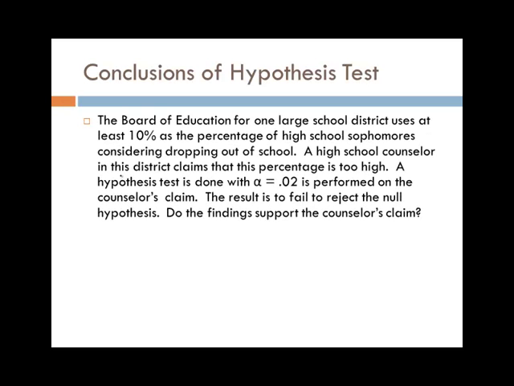The Board of Education for one large school district uses at least 10%, which writes like this, as the percentage of high school sophomores considering dropping out of school. That would be your null hypothesis. A high school counselor in this district claims that this percentage is too high. This is the claim. The percentage is lower than 10%. That's the alternative. A hypothesis test is done with a significance level of 2%, which means what for the degree of confidence?